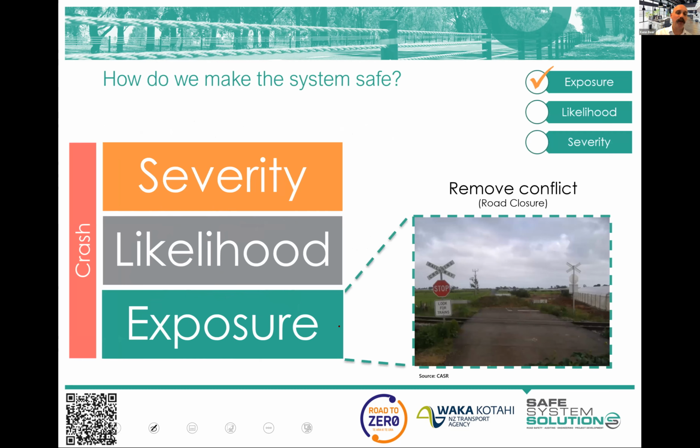How do we influence exposure? Do we stop people going through an intersection or a level crossing, change the numbers of people going through? Do we separate road users? So say vulnerable road users down here and vehicles up there, they're separated, they're not exposed to crashes.